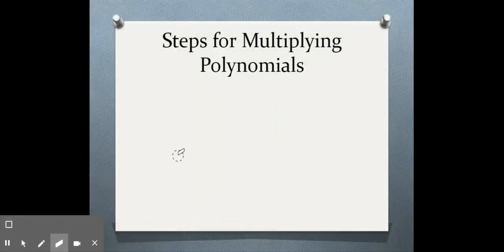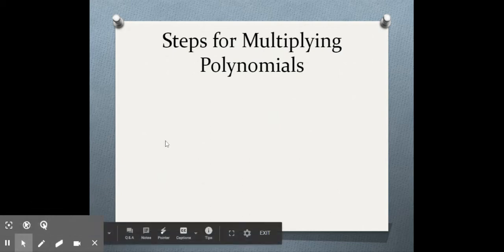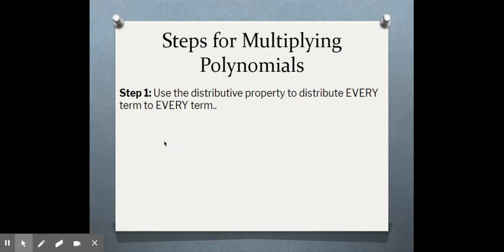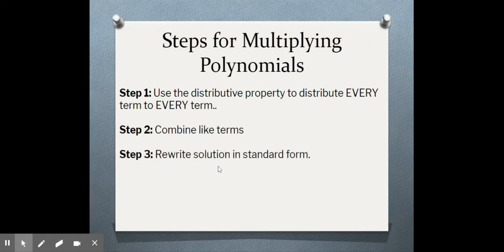Now our steps for multiplying polynomials. We are going to write out our steps again. Step one, you're going to use the distributive property to distribute every term to every term. Number two, you're going to combine like terms. Number three, you're going to rewrite your solution in standard form.